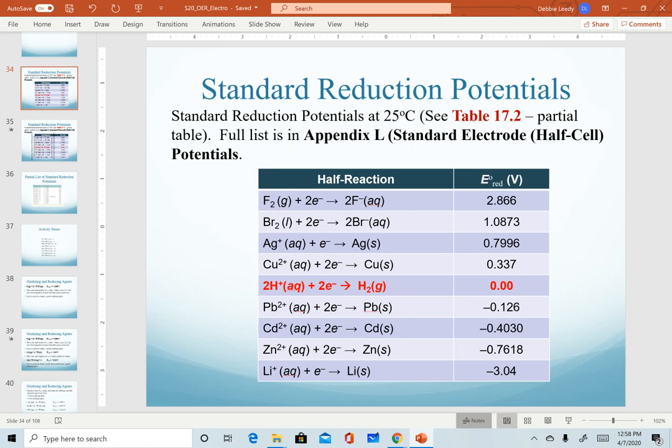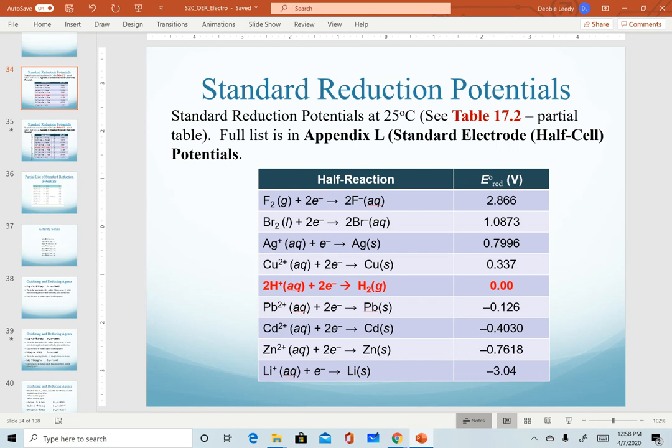In this video, we discuss how we can use standard reduction potentials that are given for half reactions for all elements, and how we can use this information to determine, in a galvanic cell with two half reactions given, which one will be oxidized and which one will be reduced.